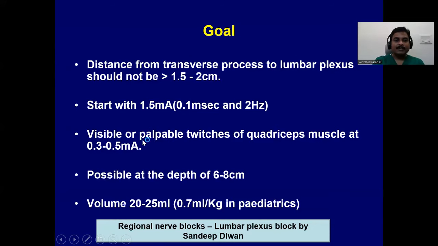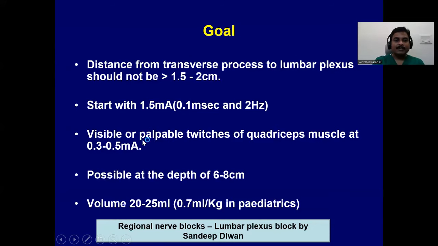How will you assess the block? The onset time usually takes 15 to 20 minutes for the block to get complete. The first sign of onset of the block is loss of sensation over the saphenous nerve region, that is the medial aspect of the ankle. If you pinch and there is no pain, then it is the first sign of onset of lumbar plexus block.